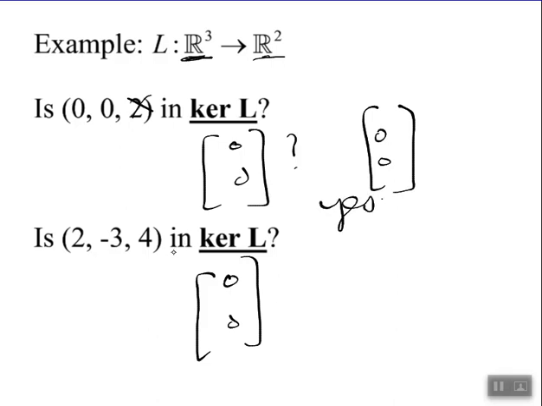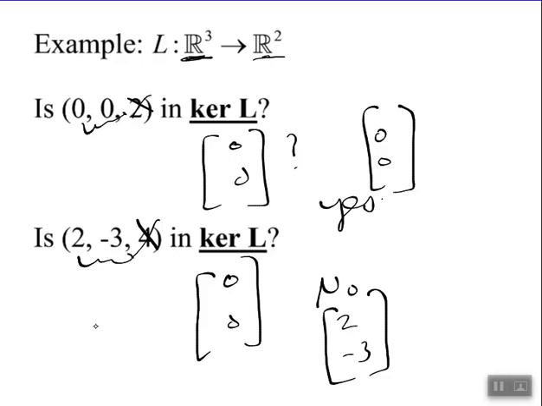So for the next one, 2, negative 3, 4, if I just knock out one of those variables, then I cannot get to 0, because I'm still going to have a 2 and a negative 3, right? We knocked out the last variable, and we still had those first 2 values left over. For this one, no, we cannot, and that is not in the kernel of L.